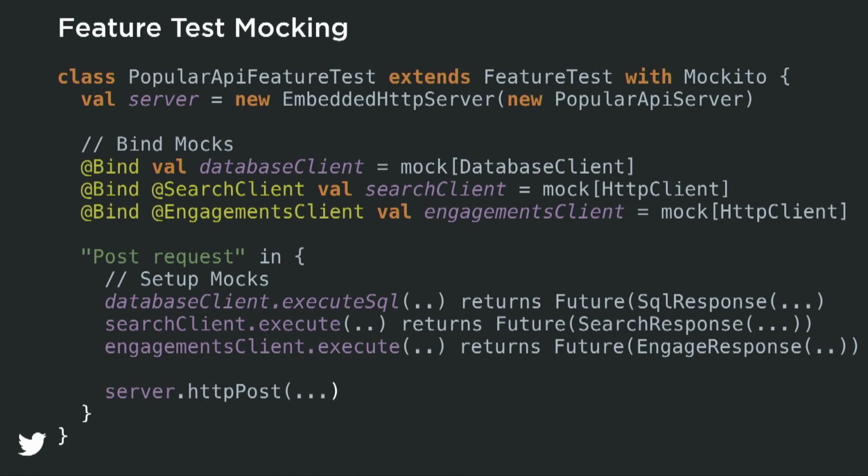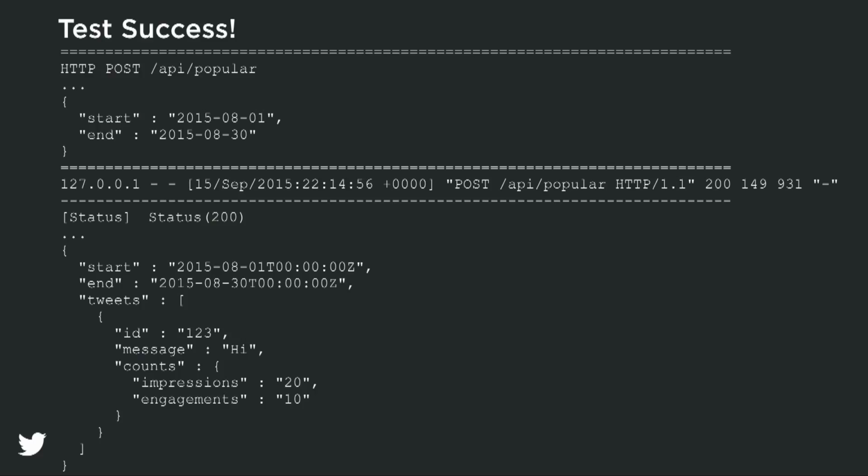To fix this, we're going to need to use a testable in place of the real classes that are trying to call the external services. And you've seen this before. We simply use the @bind annotation in Guice. So we specify that, instead of a real database client, a real search client, and a real engagement client, we use mocks. Now when you run that test, success. And Finatra will print what the request and the response look like.